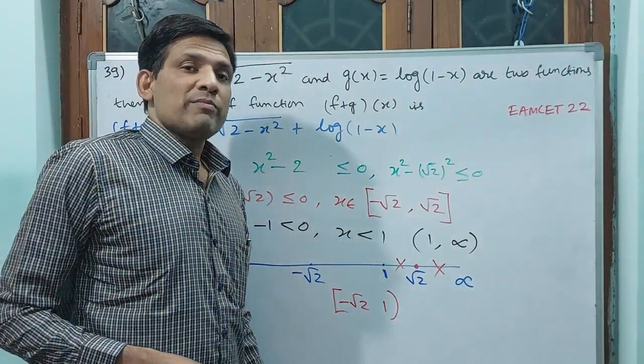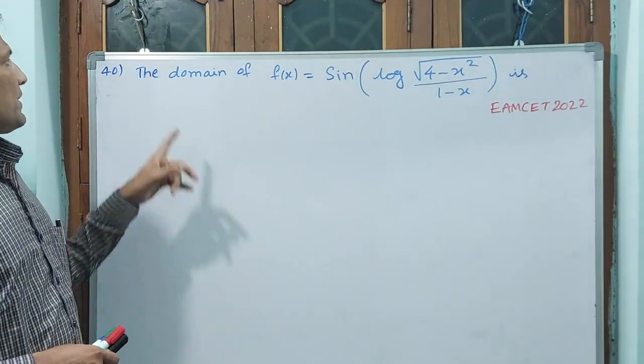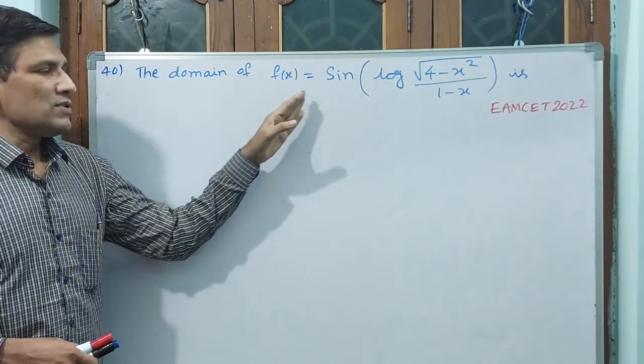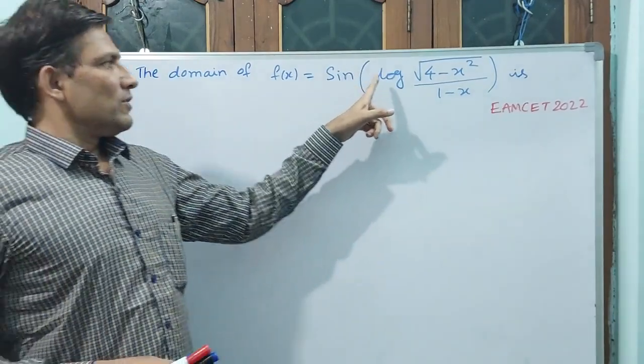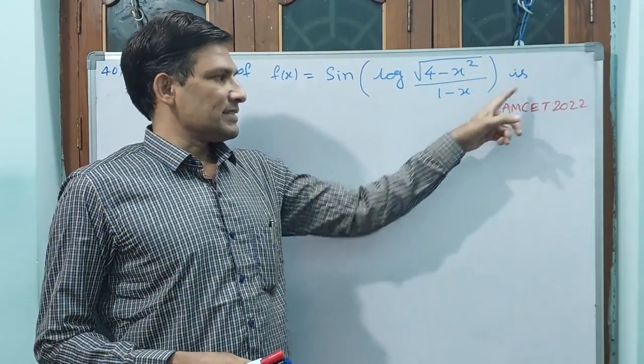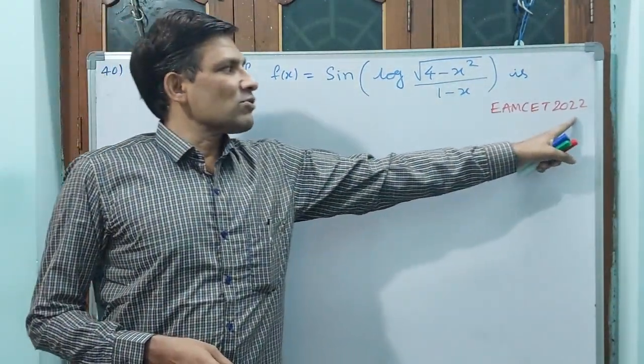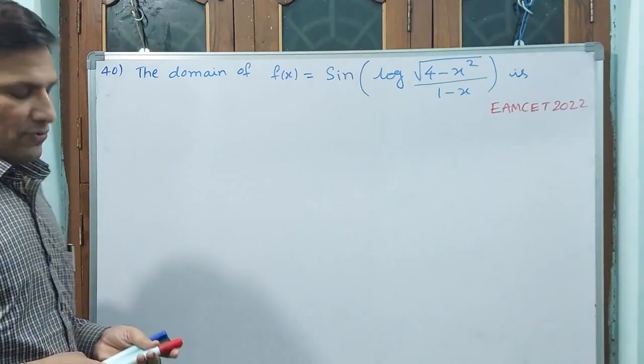We will go for question number 40. Let's see question number 40. The domain of f of x is equal to sin of log of square root of 4 minus x square divided by 1 minus x is. Domain they are asking. Okay. This is also a latest question, EAMCET 2022. This year's question only.